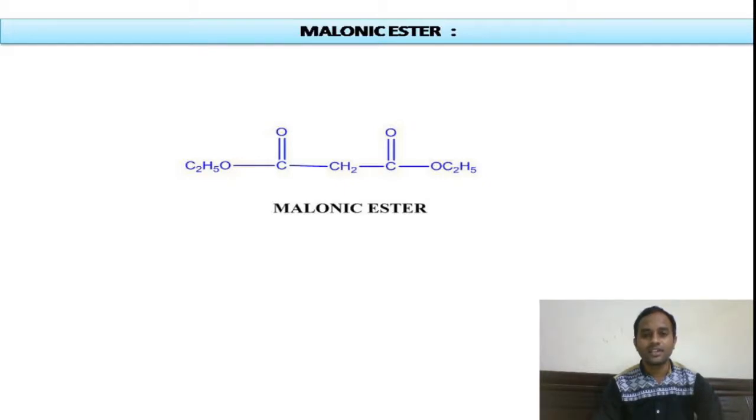our malonic ester is an example of an active methylene compound in which the active methylene group, CH2 group, is flanked on both sides with two withdrawing groups. In this case, both the withdrawing groups are esters. Here both the withdrawing groups are esters. This is known as the diethyl ester of malonic acid, which is a dicarboxylic acid, right? Diethyl ester of the dicarboxylic acid, that is malonic acid, right?